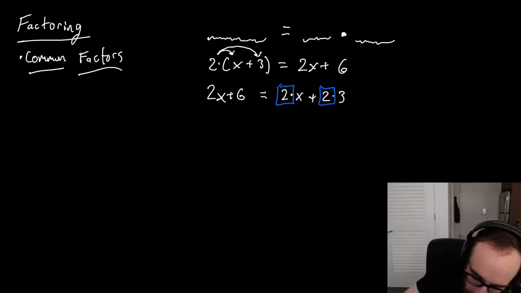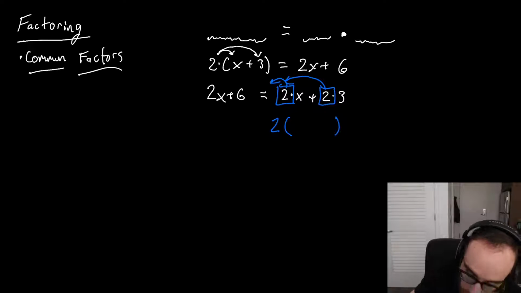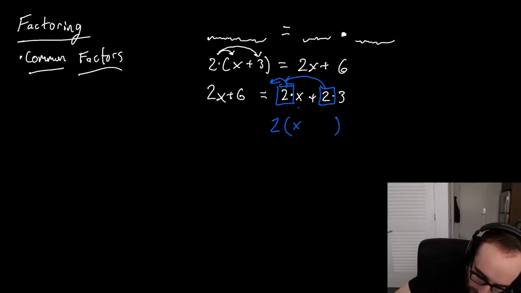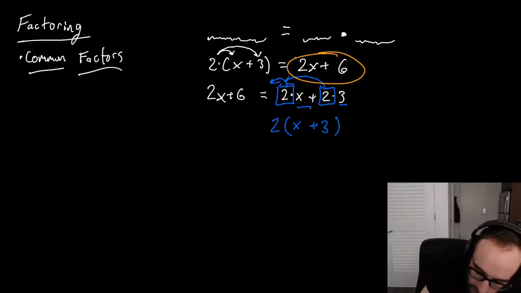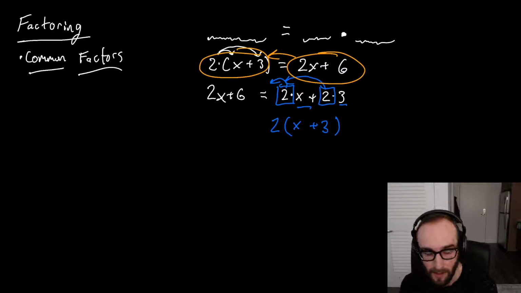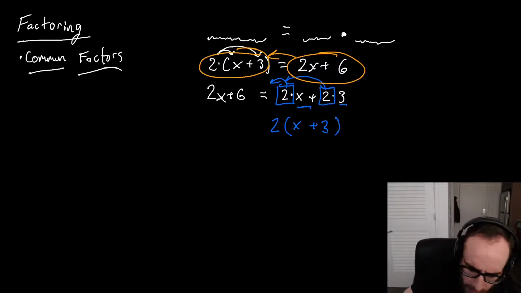What that means is we can take the 2 and in a way put it in front, and then whatever's left over will be what we put in parentheses. So 2 times, in parentheses, we have x plus 3. So as you can see, we went through the process of going in the opposite direction, starting with 2x plus 6, and then working our way to end up with 2 times x plus 3. In other words, factors of 2x plus 6. Let's take a look at another example of common factors.